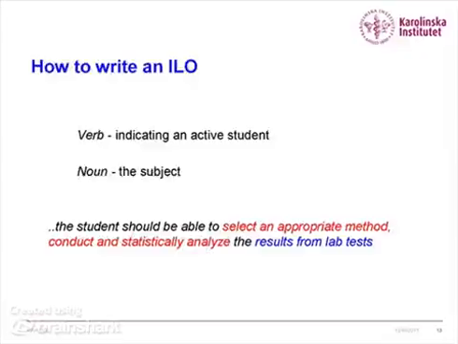In slide 13, we start to get to the nitty-gritty, which is actually how to write an intended learning outcome. You see from the slide that there are 2 components to an intended learning outcome: a verb indicating what will actually be done, and a noun which reflects the subject. In this simple example, you see in red that the verb would be to select an appropriate method to conduct and statistically analyze. This will reflect the activities of what's being done. And the noun would be the results from the lab tests. So all in all, this would be a simple intended learning outcome for a project level.